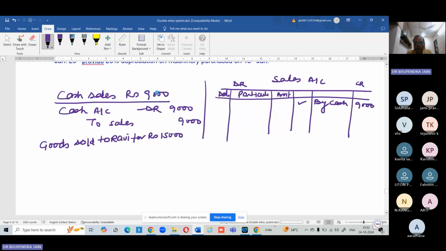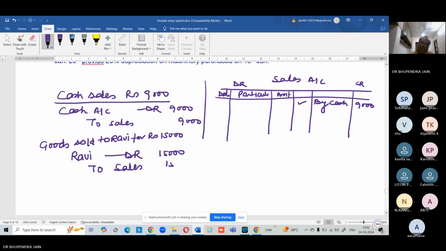Whenever you sell the goods, Ravi is the receiver, and goods is the real account. Rule of the real account: debit what comes in and credit what goes out. At the time of sale, the goods is going out from your business premises. So the entry will be Ravi account debit, debit the receiver is Ravi, and to sales, because goods is going out from your business. Suppose this is the entry.